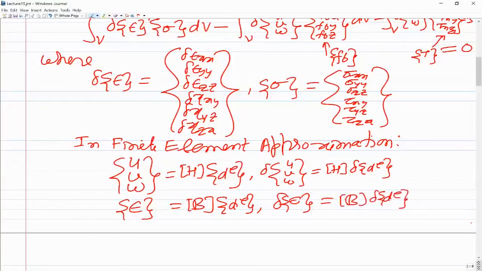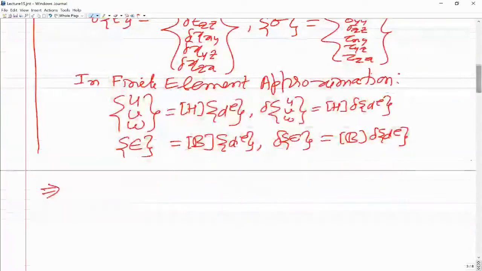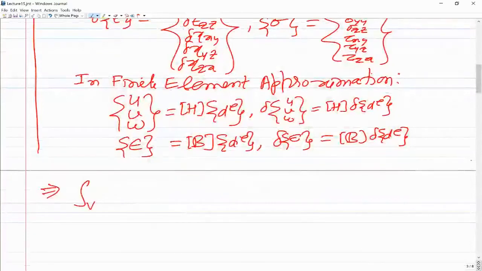So yeah, we have U, V, W, delta U, V, W, epsilon, delta epsilon. Now we can make use of these, and let us look at the principle of virtual work. If you substitute these approximations in the principle of virtual work, you will be able to write it as integration over volume, and then delta of epsilon is B into delta d. So delta epsilon transpose would be delta d transpose into B transpose.